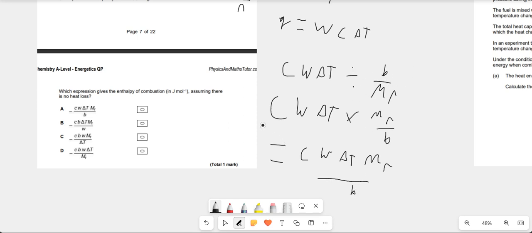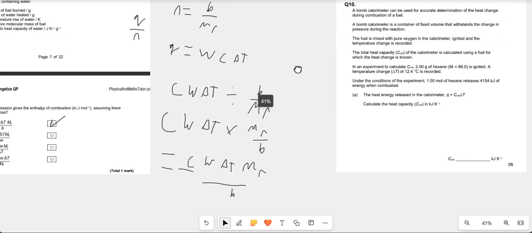Alright, calm. And then this is combustion, so it's negative. It's exothermic. So which one is that? That's the first one, right? W delta T Mr. Alright, next question.